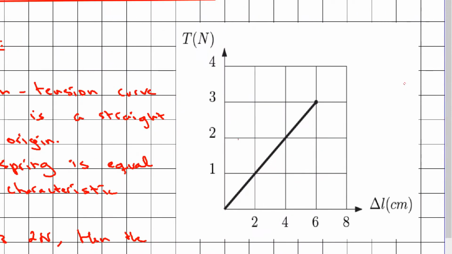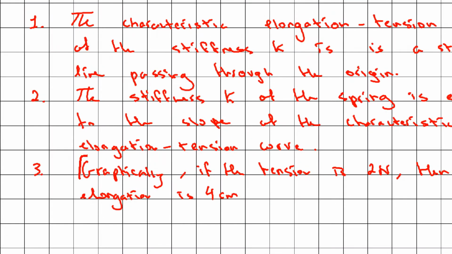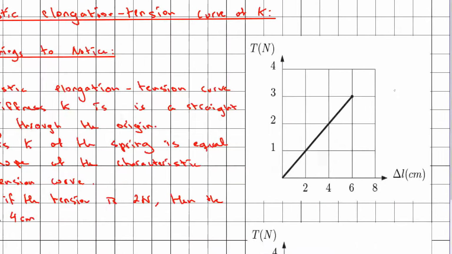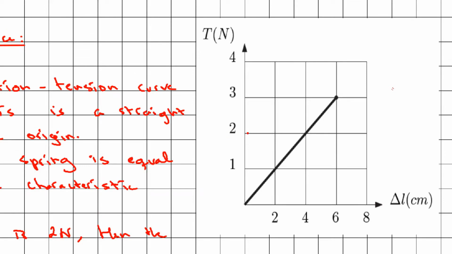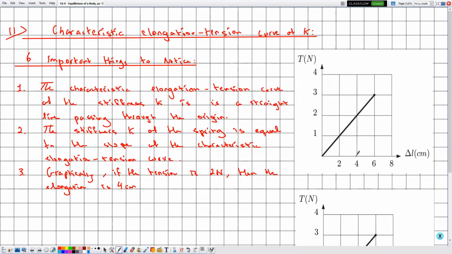Then if you know the value of T to be 2 newtons, here we are using the graph, so usually we give it half a mark. If you know that the value of T is given by 2 newtons, then corresponding to the curve, it represents this point on the curve. Going on the x-axis, we have that delta L is equal to 4 centimeters.